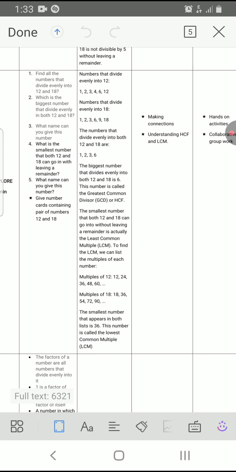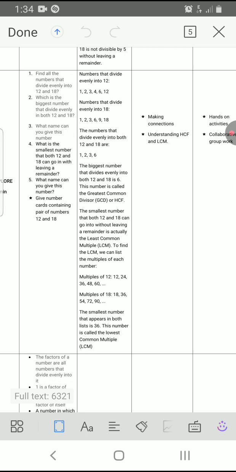In working out the solution to these problems, on the first one, the children will list all the factors of 12 and the factors of 18, then list the common factors between 18 and 12, which are 1, 2, 3, 6. And we find that the biggest or highest common factor here is 6.